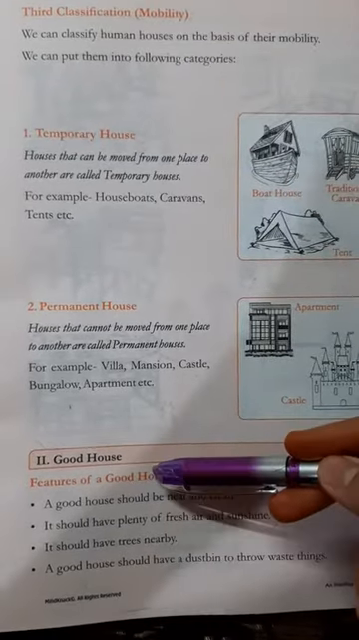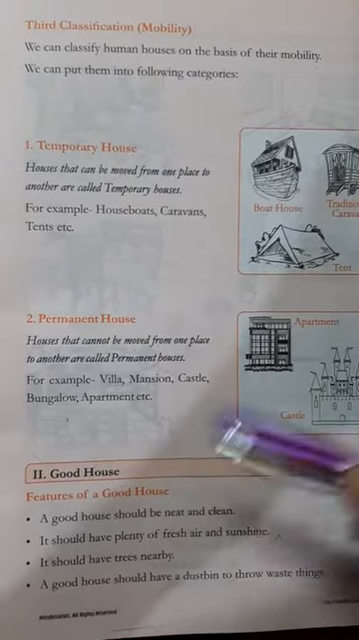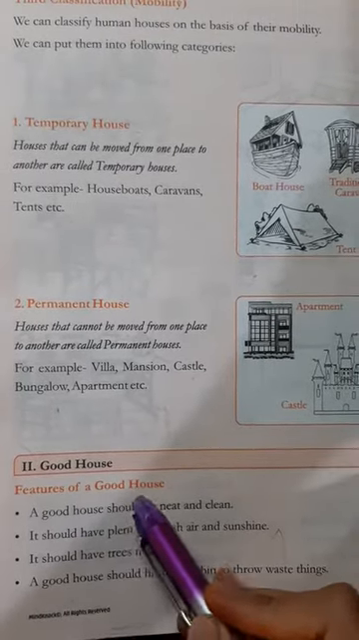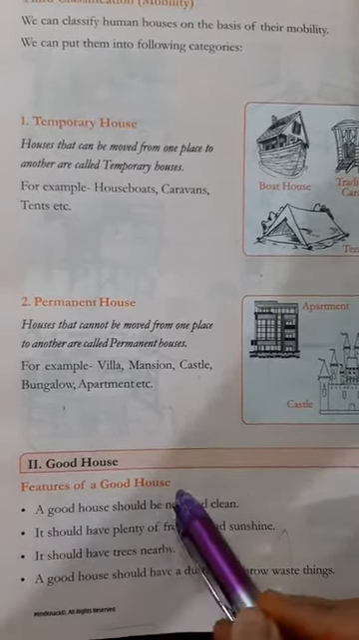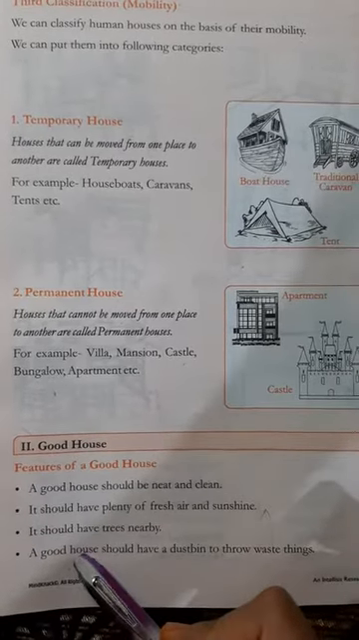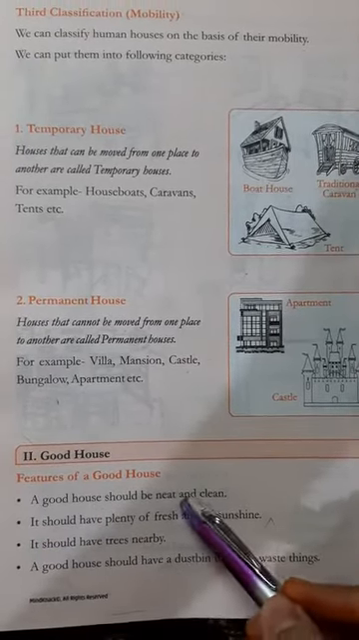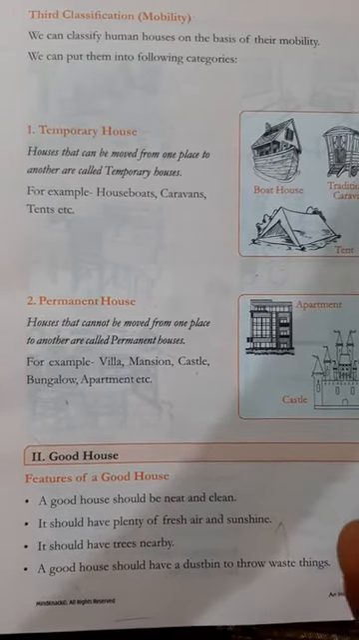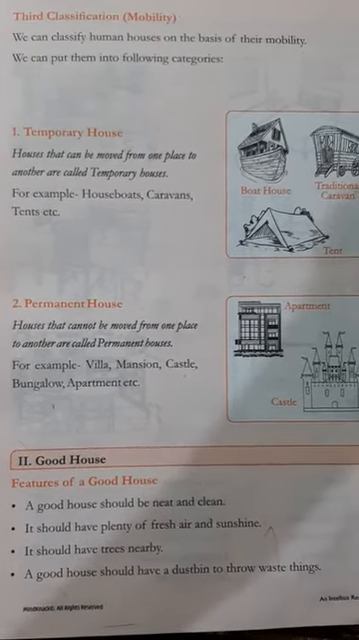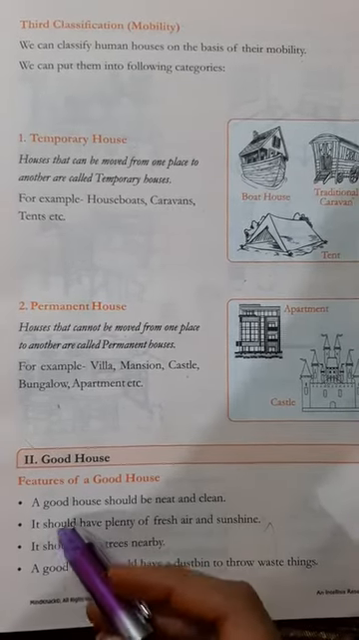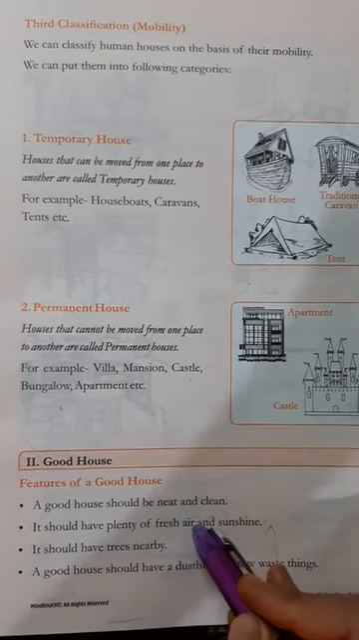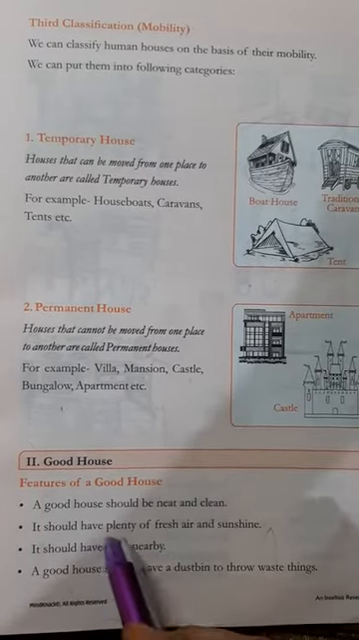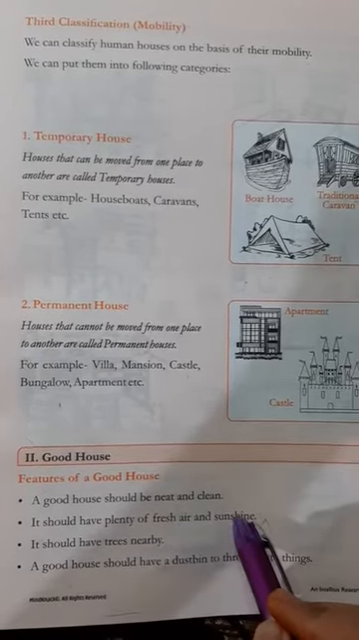Now the second topic, good house. Features of a good house, that is, qualities of a good house. Let's read them. A good house should be neat and clean. It should be properly maintained, properly cleaned. It should have plenty of fresh air and sunshine. Plenty means a lot of.